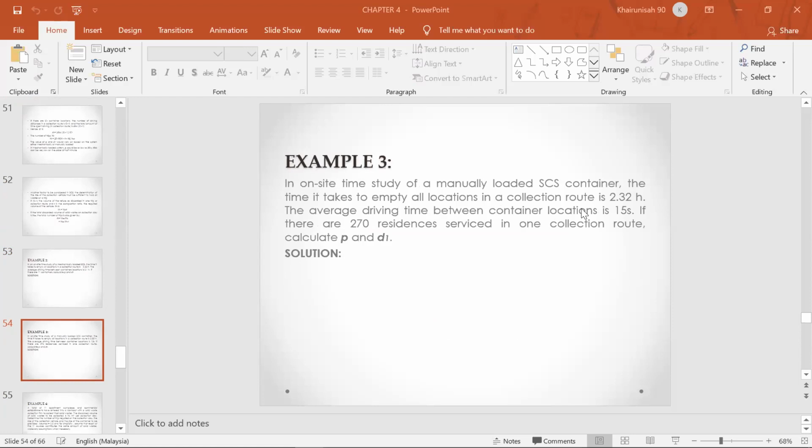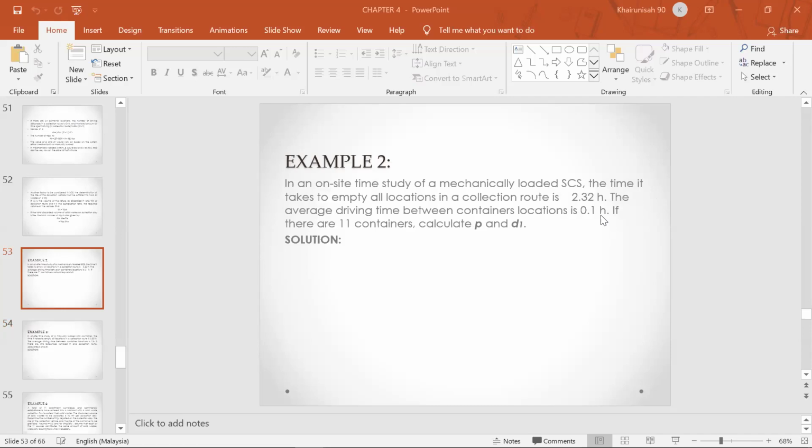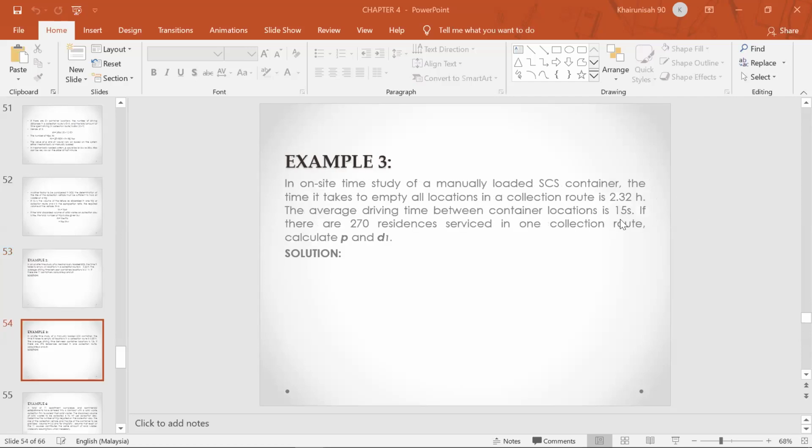In an on-site time study of a manually loaded SCS container, the time it takes to empty all locations in a collection route is 2.32 hours. The average driving time between container locations is 15 seconds, which is DBC equals 15 seconds. If there are 270 residences serviced in one collection route, calculate P and D1. Here they use 15 seconds, so this one needs to be converted to seconds, and for this one we use hours, so we just maintain the hours. So this one is for C1 and this one is DBC.